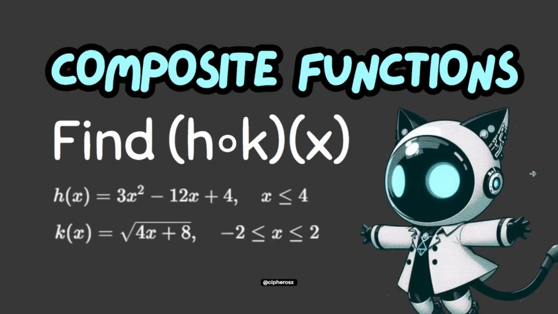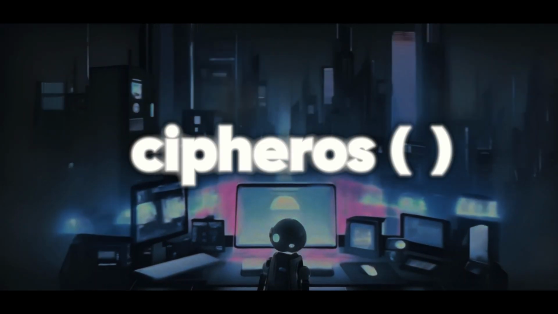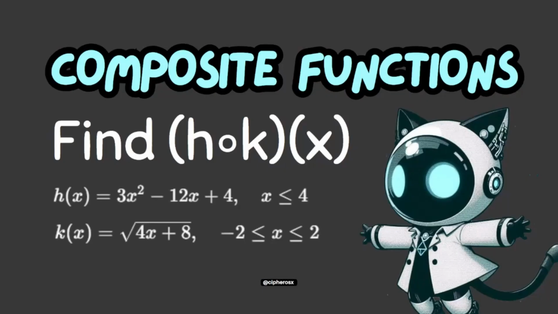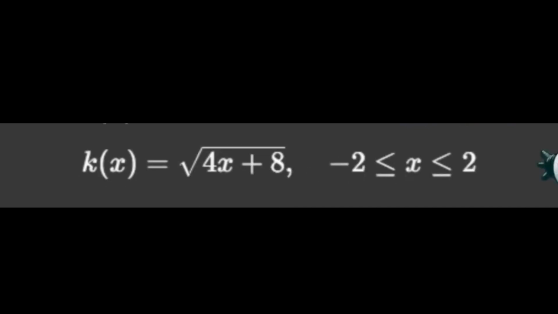Now, if you want to know how to solve composite functions very quickly, well, it's time to do this. So we have two functions, h of x, this expression, with this domain, and k of x with this expression and also this domain.